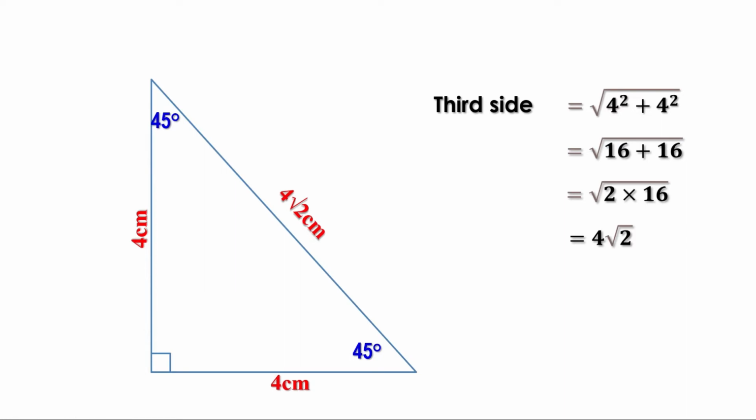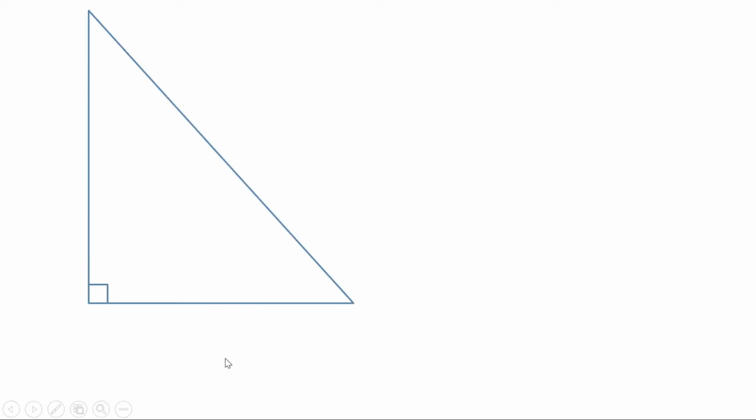Let us check using algebra. Instead of 3 and 4, let us take x, because x can take any value. If it is true for x, we can say it is true for all numbers. So let us take another isosceles right angle triangle where the base is x. We know these two sides are equal, so this is also x. Now let us find the third side.